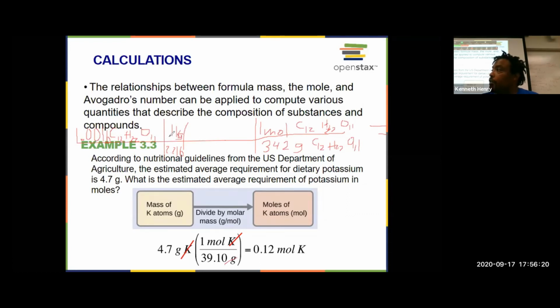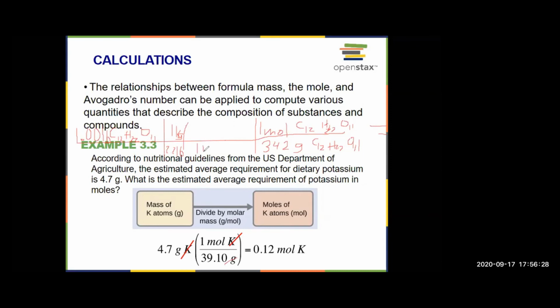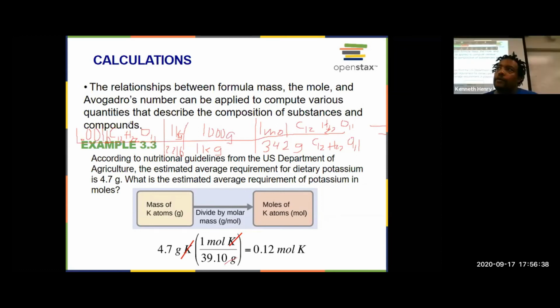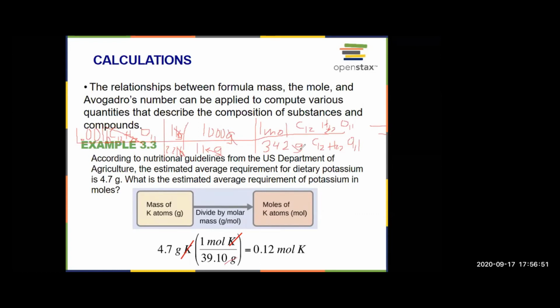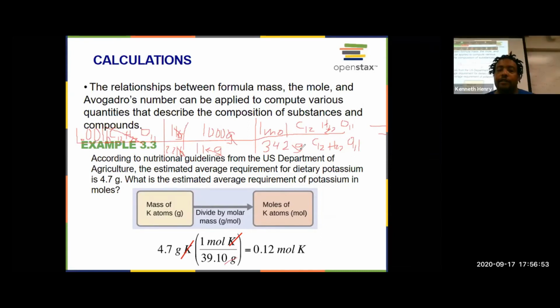Okay, and then we have grams. Grams to kilograms would be what? 1,000. Okay, so then we can cancel out that unit. You can cancel out your pounds, your kilograms, your grams. Then you've got the mole, and then we've got our number of moles. Piece of cake? Yes. Okay, good.